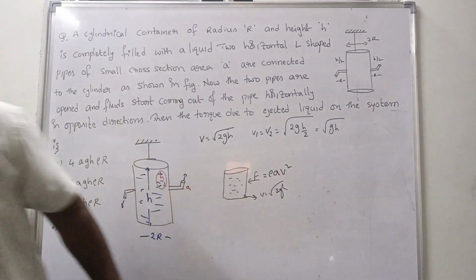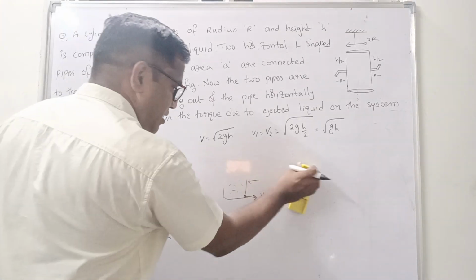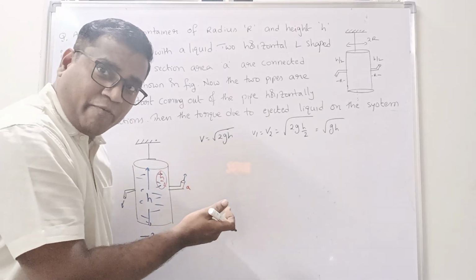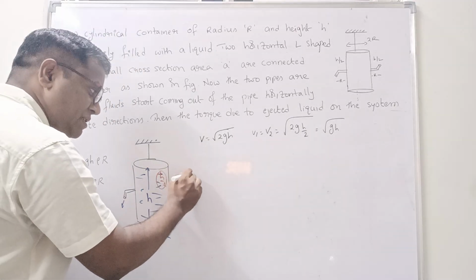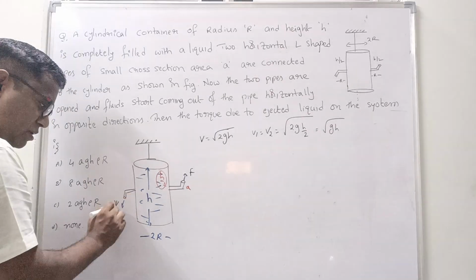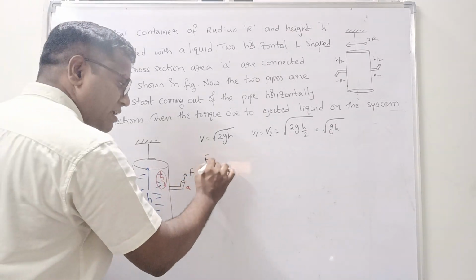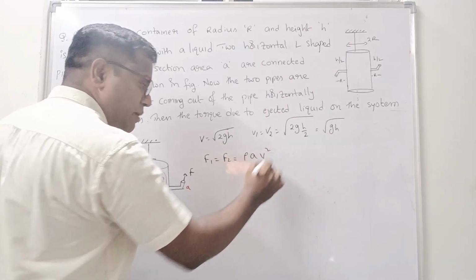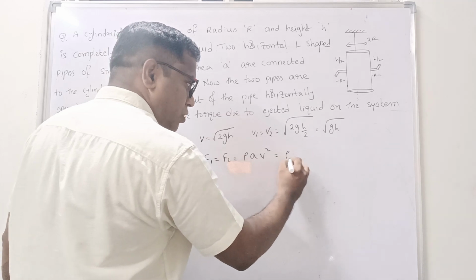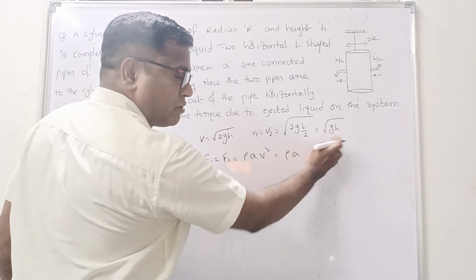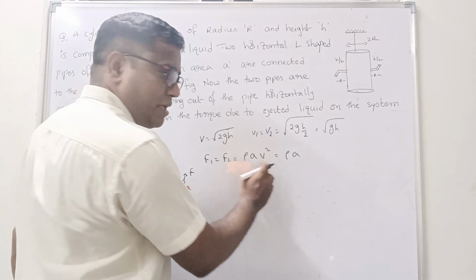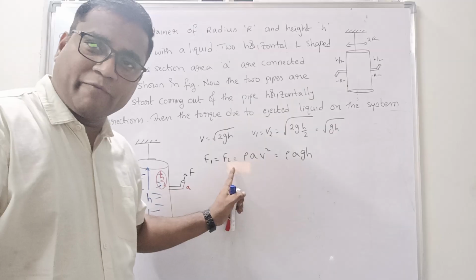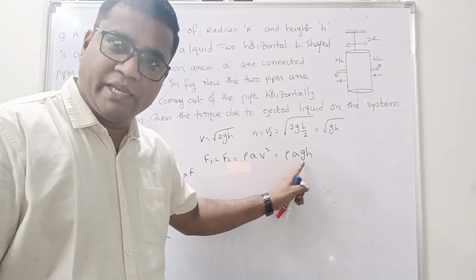See here, I will calculate the value of F. Here, again the same velocity, so the same force will be there. Some force will be there in this direction, and outward also some force will be there. So here I will write F1 is equal to F2 is equal to rho A v square. V we already know, root of gh, so v square will be gh. So the forces F1 and F2 are rho A gh, right?